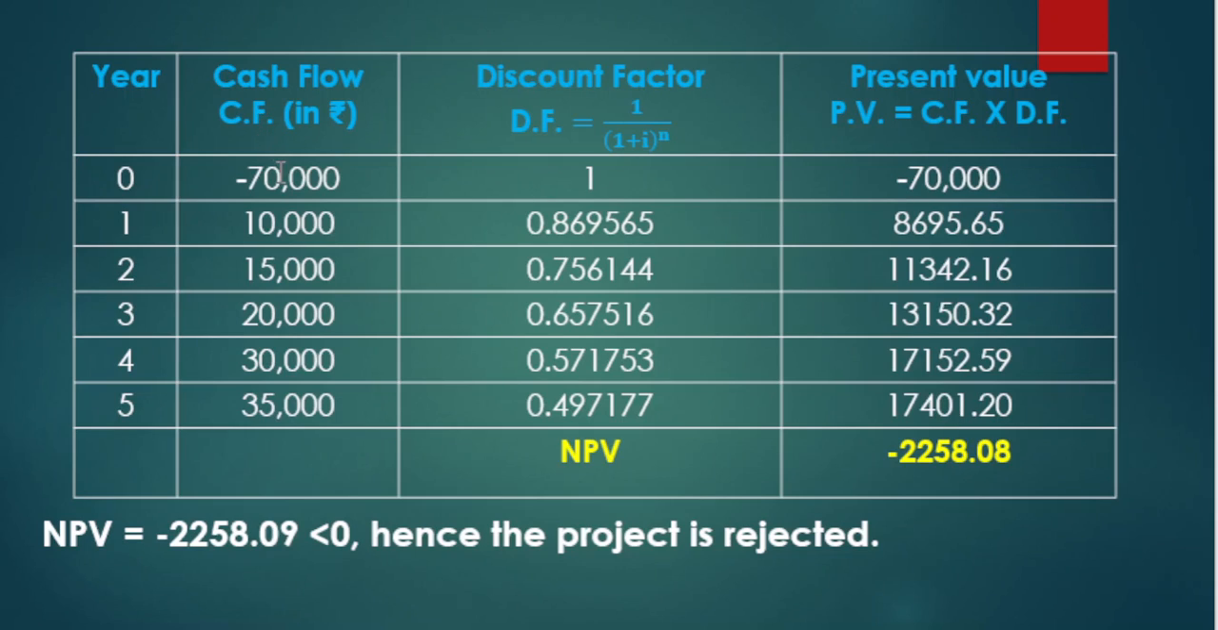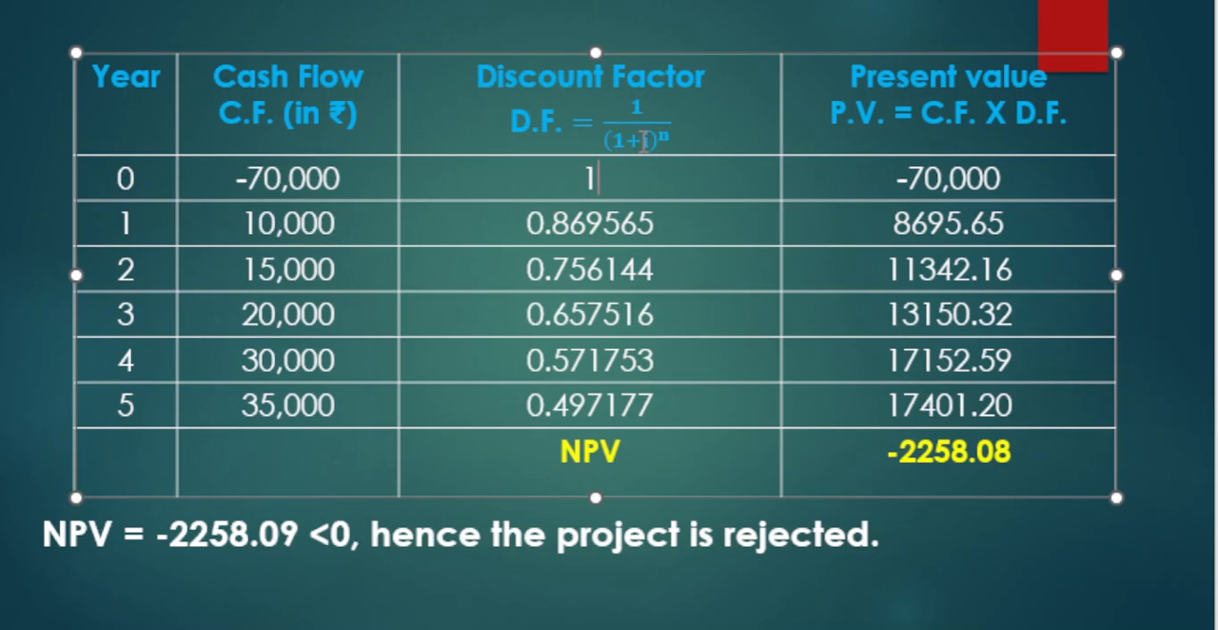In the first year, the cash flow is negative because we are giving the cash. So minus 70,000, and the discounting factor is 1 because n is equal to 0. So something to the power 0 is 1, and 1 upon 1 is 1. So with this formula, we have to calculate the discounting factor of each year. And then we can get the present value by multiplying the cash flow with the discounting factor, which is minus 70,000. In the next year, the cash flow is 10,000.